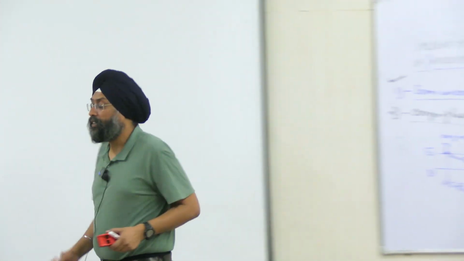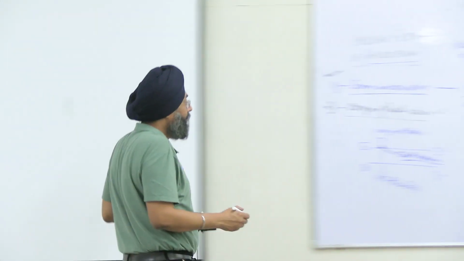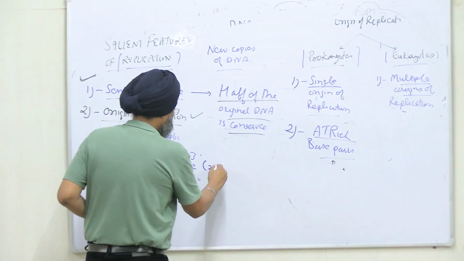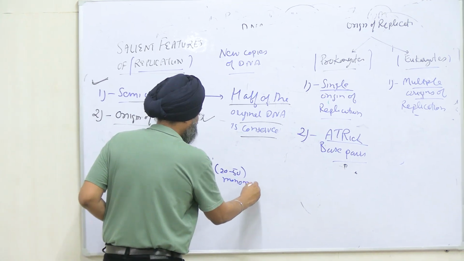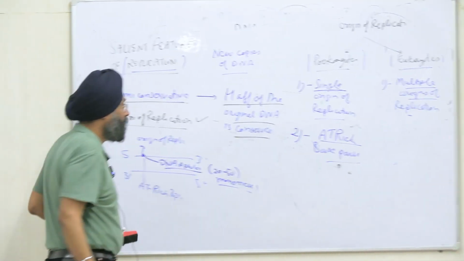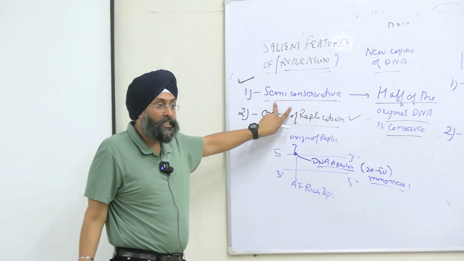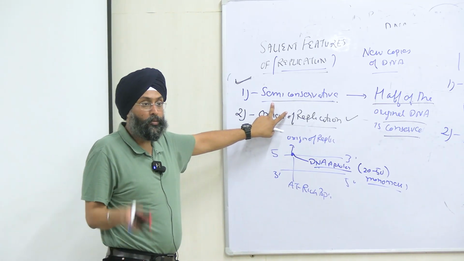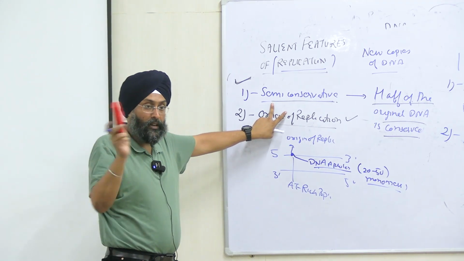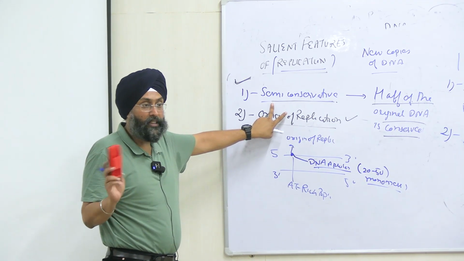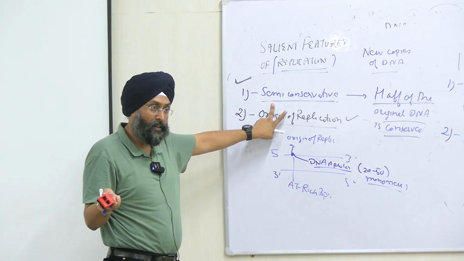And what is its function? It has 20 to 50 monomeric units, right? The first point was semi-conservative: half of the original DNA is conserved. Suppose one strand is blue in color, another is black in color. During replication, one of the original strands is conserved. It was proved by the Meselson-Stahl experiment.